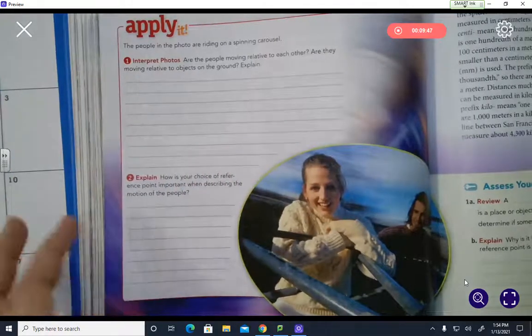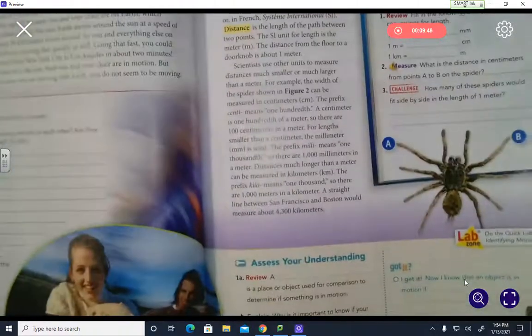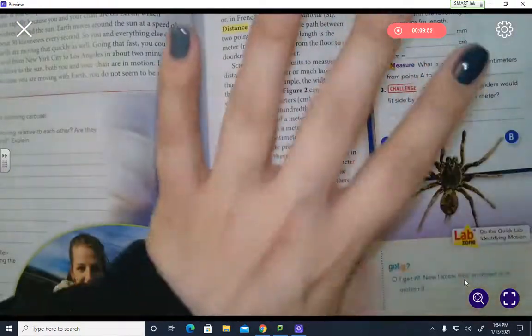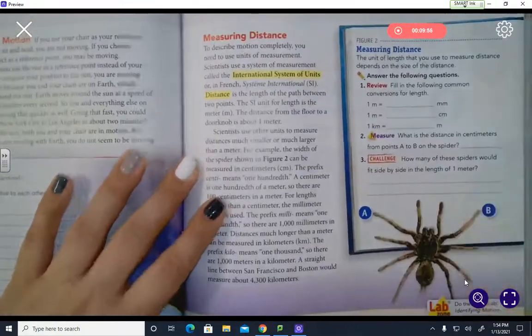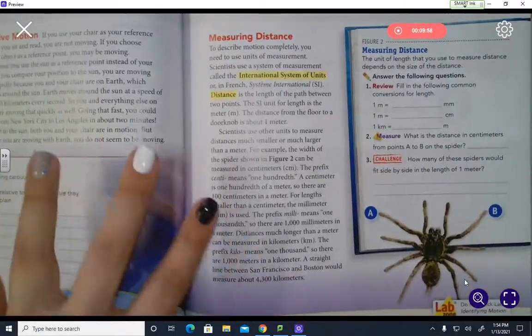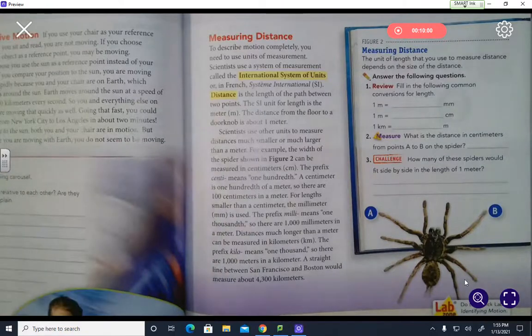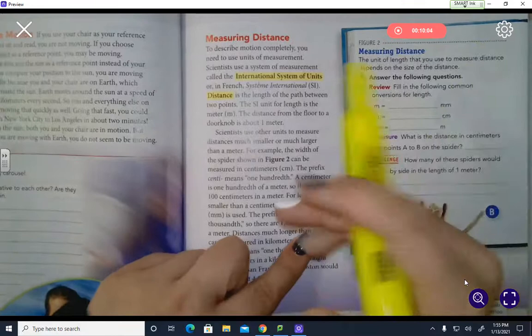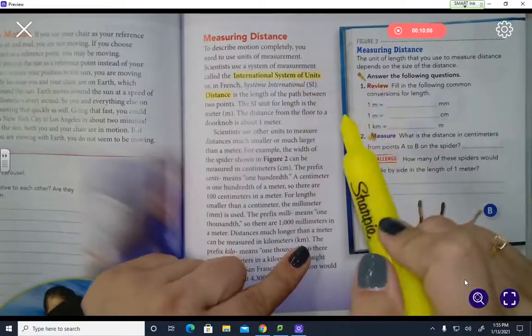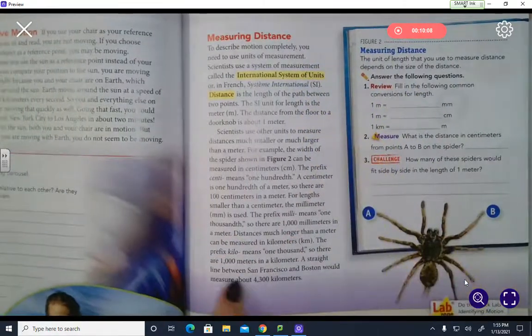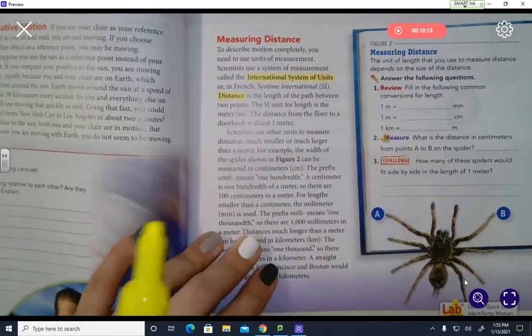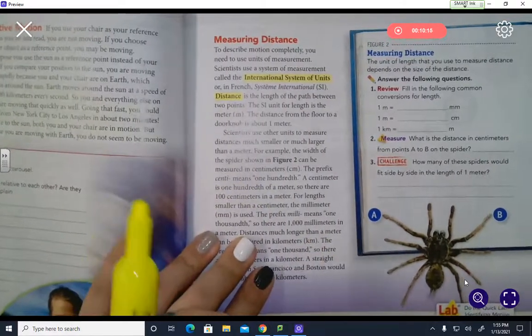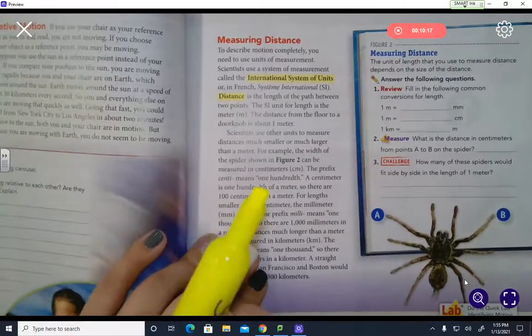All right, let's do measuring distance. I counted down. That was my 5, 4, 3, 2, 1. That was my counting down to the distance. Measuring distance. We've talked about measuring distance before, way back at the beginning of the year, but we're going to talk about it again. To describe motion completely, you need to use units of measurement. Scientists use a system of measurement called the International System of Units, or in French, Système International, SI.